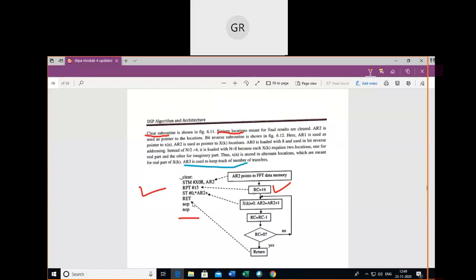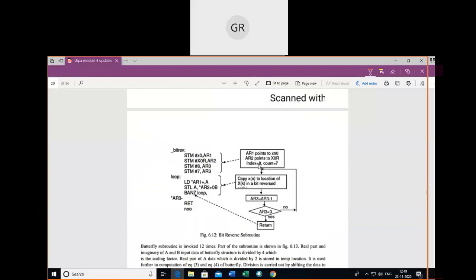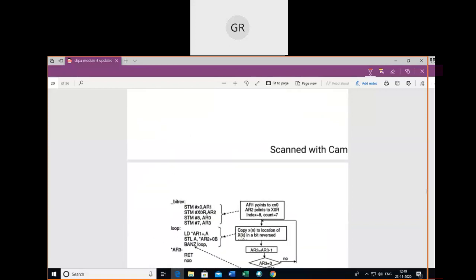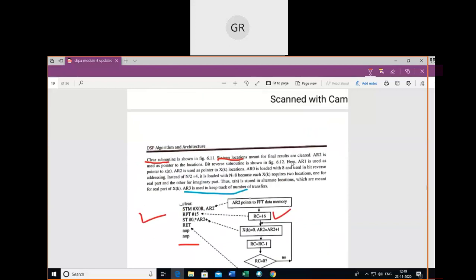Next, we'll go through the bit reverse subroutine. Before that, here AR1 is used as pointer to x of n. AR2 is used as pointer to x of k location. Just remember, auxiliary register AR1 is used as pointer to x of n, and AR2 is used as pointer to x of k location.